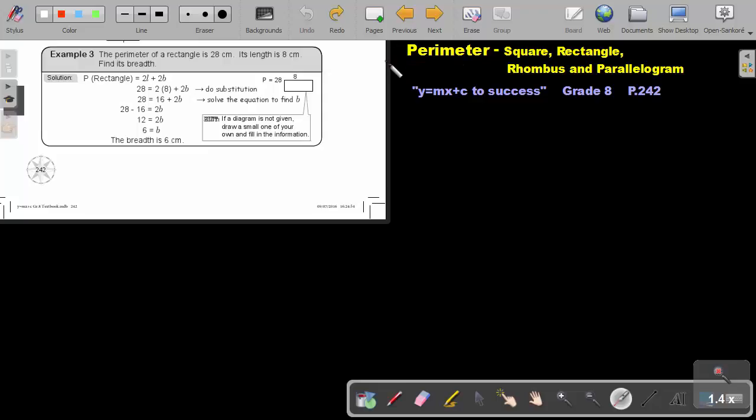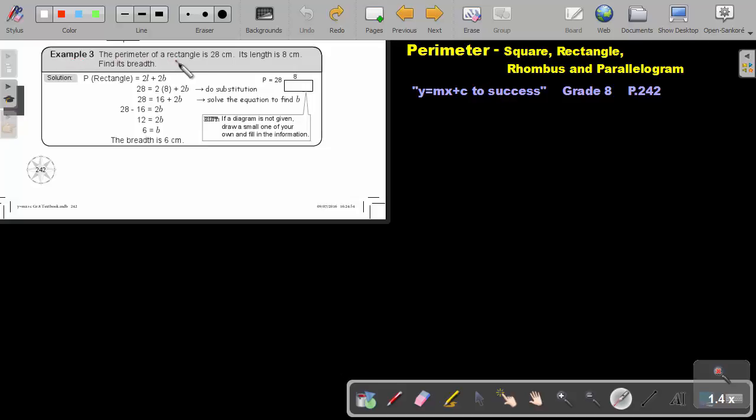Part 3. We are going to continue with perimeter of a square, rectangle, rhombus and parallelogram. You will find this on page 242 in the Namibian Mathematics Grade 8 textbook. Let's look at example 3.